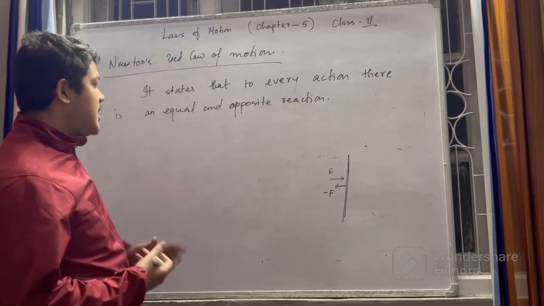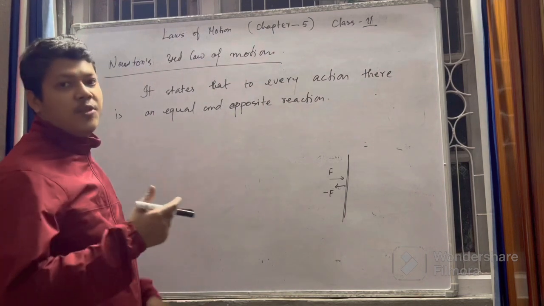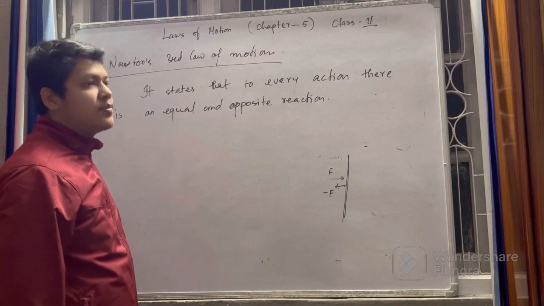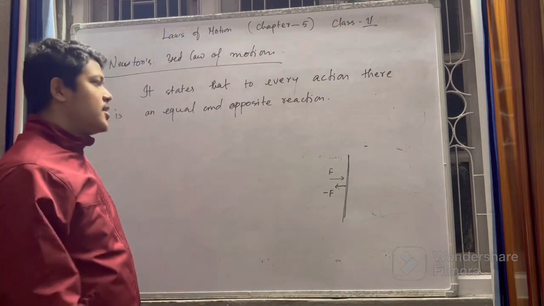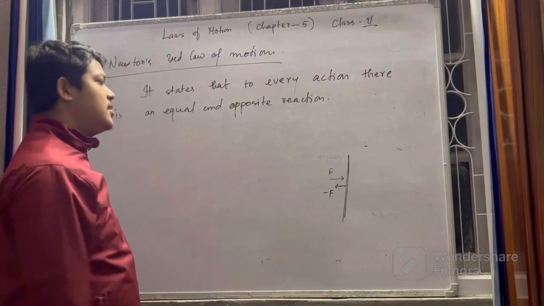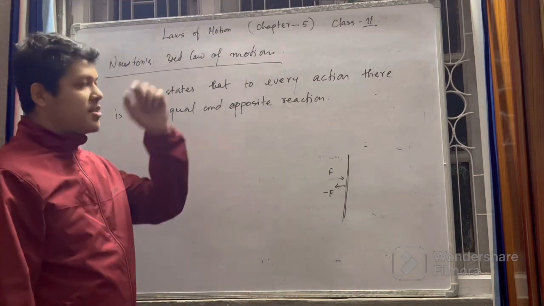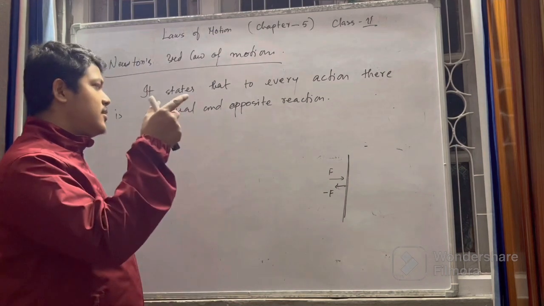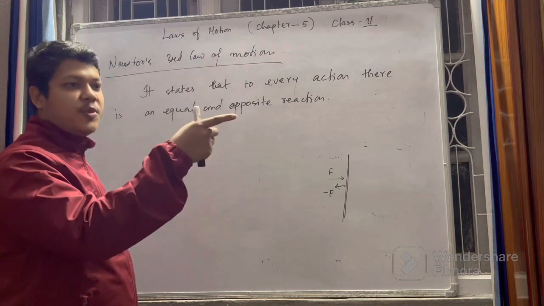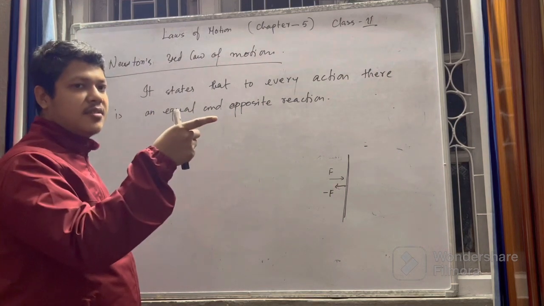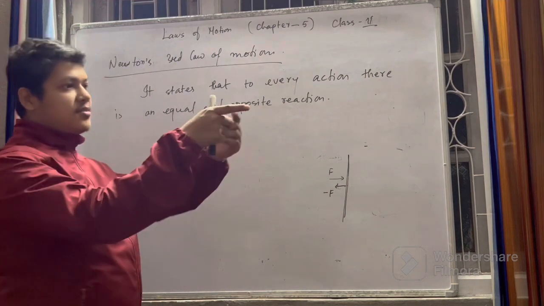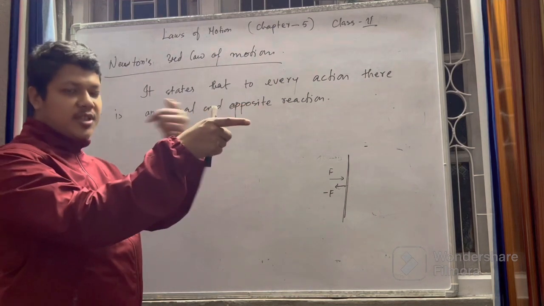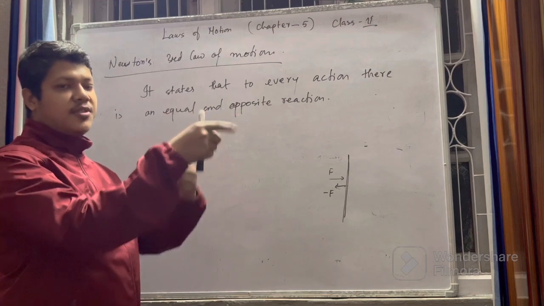So you can take the example of firing a bullet, right? When you fire a bullet from a gun, then as soon as the bullet moves out from the gun, you will experience a force in the opposite direction, right, towards you. That means the gun will exert force towards you. It will try to move towards you, right?